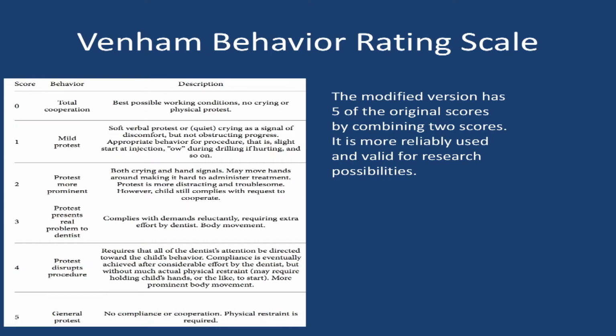This is a behavioral scale called the Venham Behavioral Rating Scale. It's a modified version, has 5 of the original scores. By combining 2 scores, it is more reliably used and valid for research possibilities. Read down through this and see total cooperation is 0, mild protest is 1, protest more prominent is 2, 3 is protest presenting real problems to the dentist, 4 is protest disrupts procedure, and 5 is just a general protest. These are scales that one can use to characterize behavior when the patient comes to the dental office.